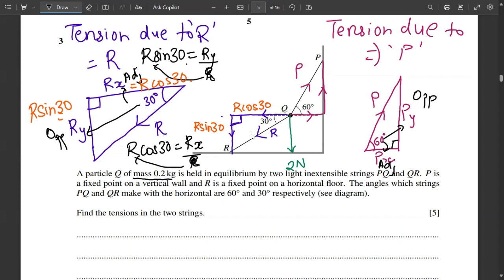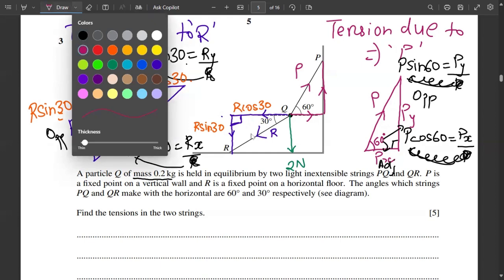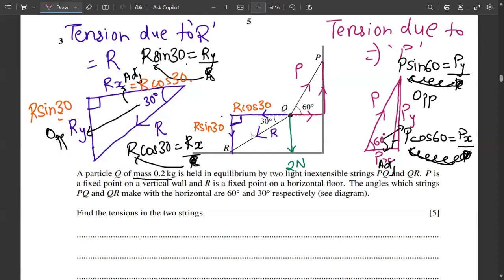Again, if we use trigonometry, we'll get sine 60 is equal to Py upon P. Hence, Py will be P sine 60. Cos 60 will be Px upon P. Hence, P cos 60 equals Px. So now let me label this here. This upward arrow Py will be P sine 60. And this will be P cos 60. Perfect.